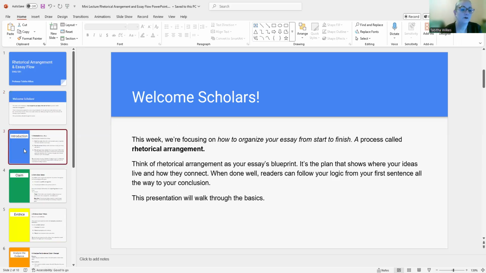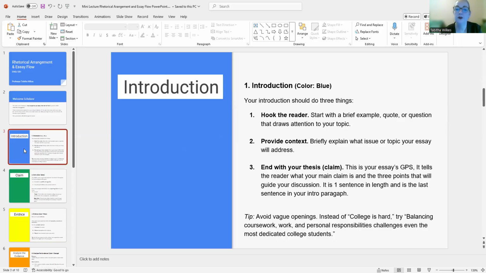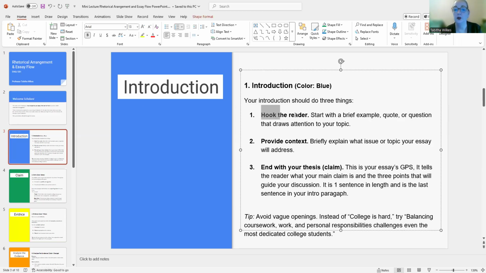So you're first going to introduce your essay. The way you do that is in paragraph 1. You're going to hook your reader. You may want to go to YouTube and watch a few short videos, 3-minute videos, 5-minute videos about how to write a great hook. Then you're going to provide context for your essay. You're going to briefly explain what your essay is going to be about. And you're going to end with your thesis statement.